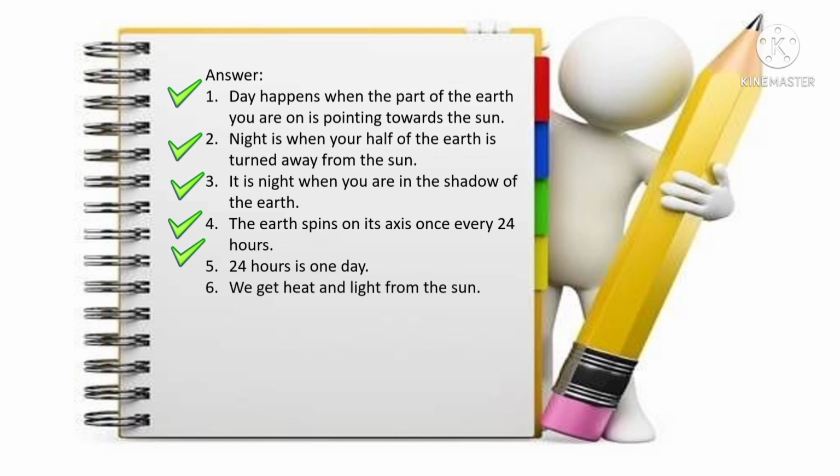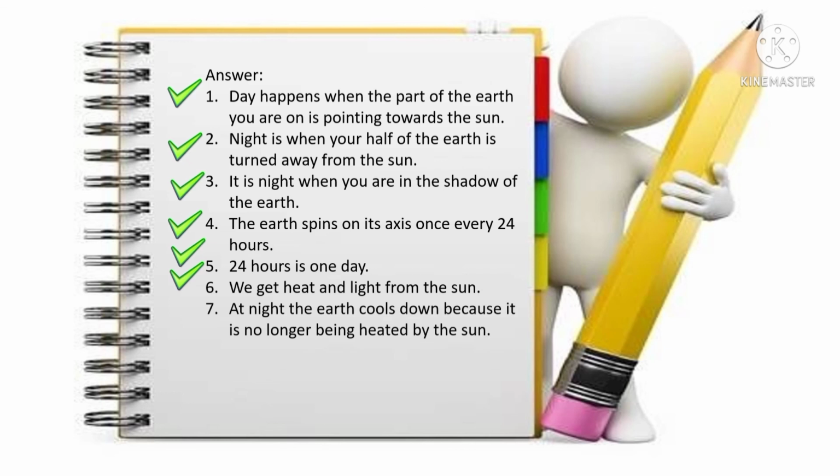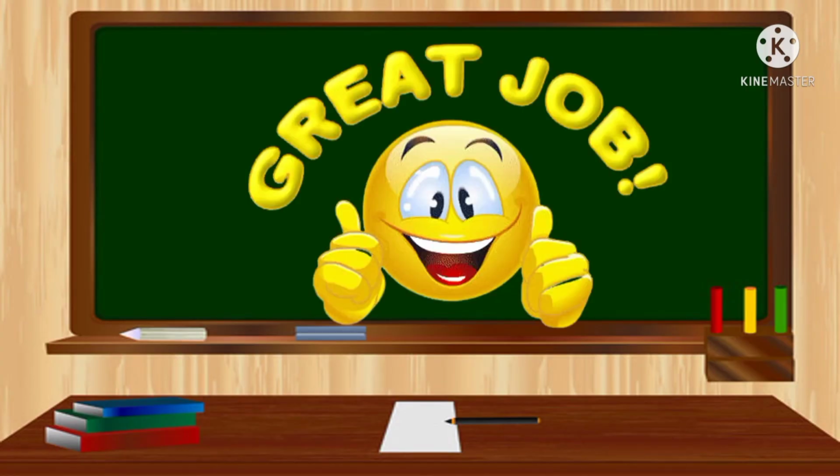6, we get heat and light from the sun. 7, at night, the Earth cools down because it is no longer being heated by the sun. And number 8, we get day and night because the Earth spins on its axis. Job well done!